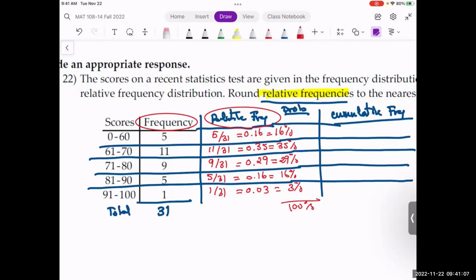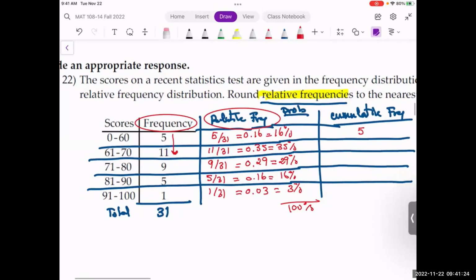All right, cumulative frequency is, as I say, cumulative, right? So up to this level, from 0 to 60, the frequency is 5, right? So if I go all the way to 11 here, what's going to be the frequency? You're going to add them up together, and that's going to be 5 and 11, 16. You got it? And then if I go all the way to 9, what's going to be the frequency?